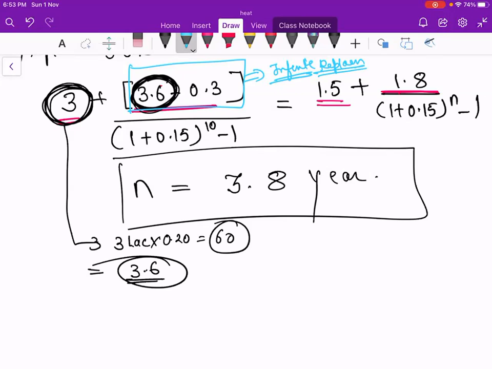Okay, so everyone got it, yes or no? Everyone got this point? Write in the chat section. Everyone got this point or not?